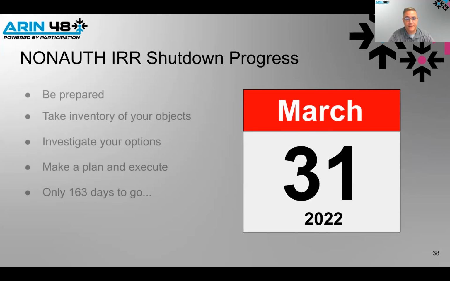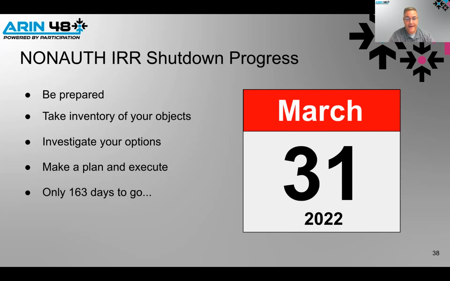So March 31st, 2022 is the date we all need to keep an eye on. We need to prepare for that date when it shuts down. Suggestions would be taking an inventory of your objects. What's in that non-auth? And what do you want to do with those objects? Do you want to make changes that will put them into ARIN's authenticated IRR? Or do you want to choose a third-party location to store your objects?